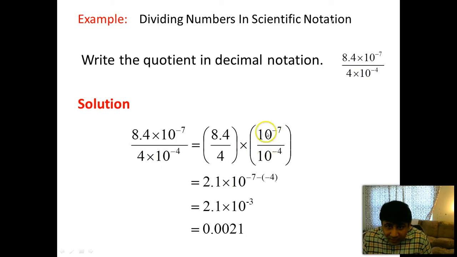Here we apply the exponent rules. It tells us that when we bring it to the same base, the powers will subtract. So minus 7 minus minus 4 will become plus, so we'll have minus 7 plus 4. That will give us minus 3, and we can have this as our final answer. That's how we can deal with big numbers using scientific notation.